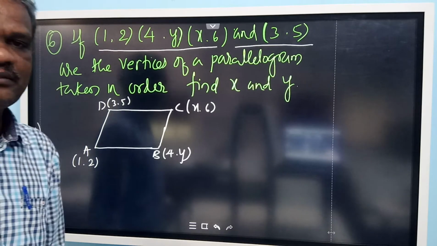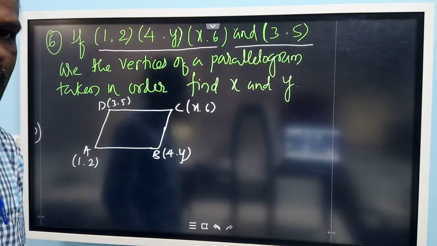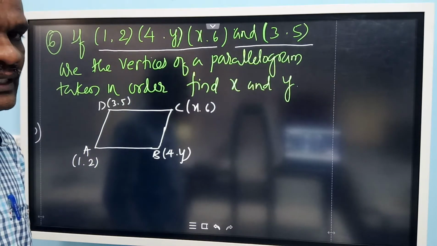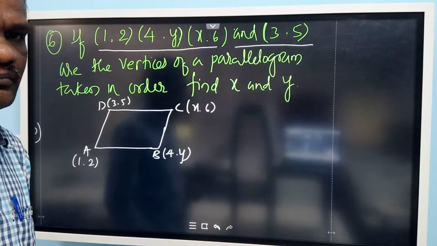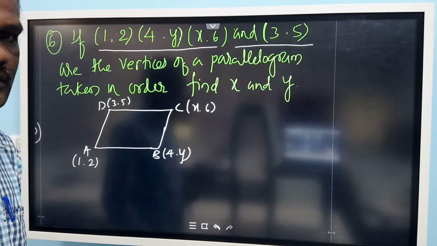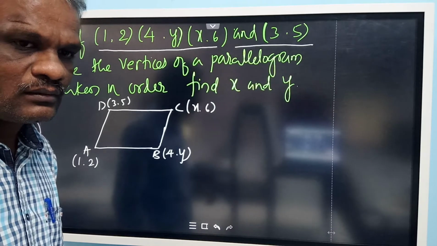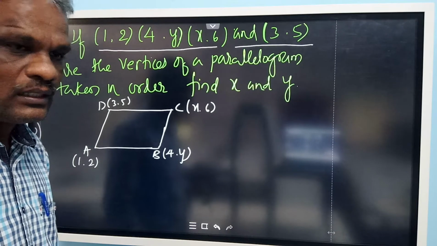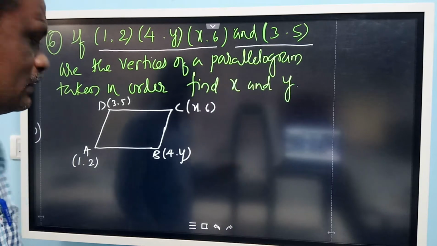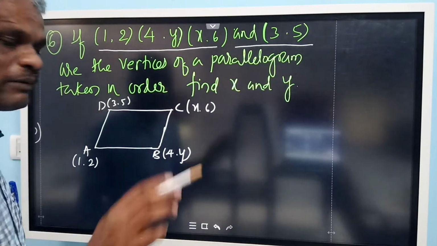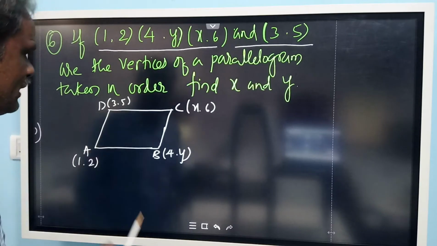Can you guess what is the method to find the values of x and y? What property of this parallelogram can be used here? Tell me. Length of opposite sides. You are going to use the distance formula. If opposite sides are equal, that property can be used in the distance formula. But here now, using the section formula, let me take this.